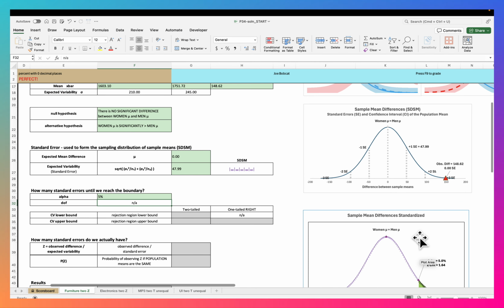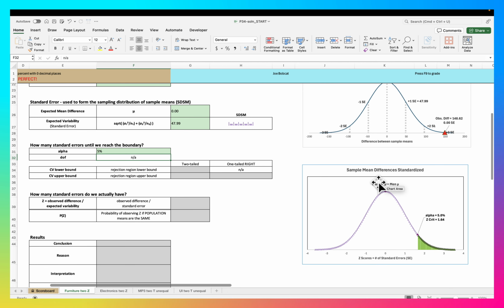So these two charts are actually really similar. These are the sample mean differences, and these are the sample mean differences standardized. So the difference between them is that the x-axis here actually has the real differences in raw numbers between the different means. And down here, it has those same differences, this time expressed as z-scores.